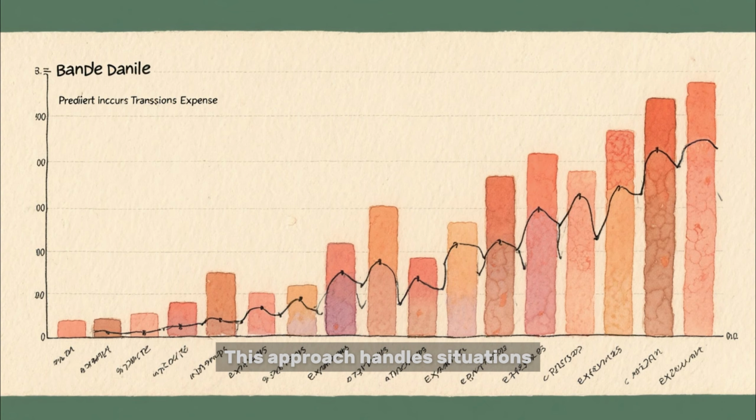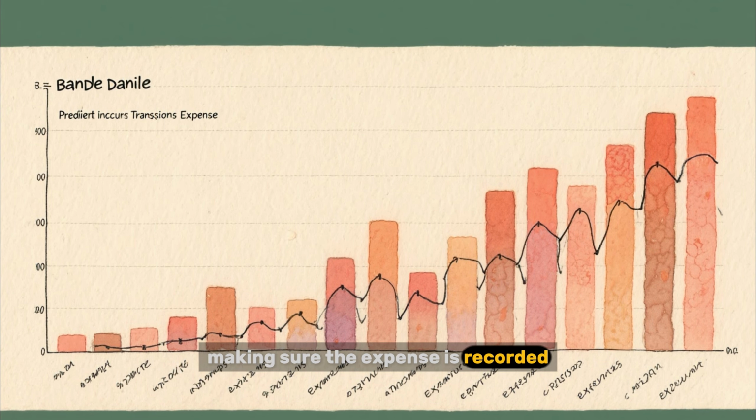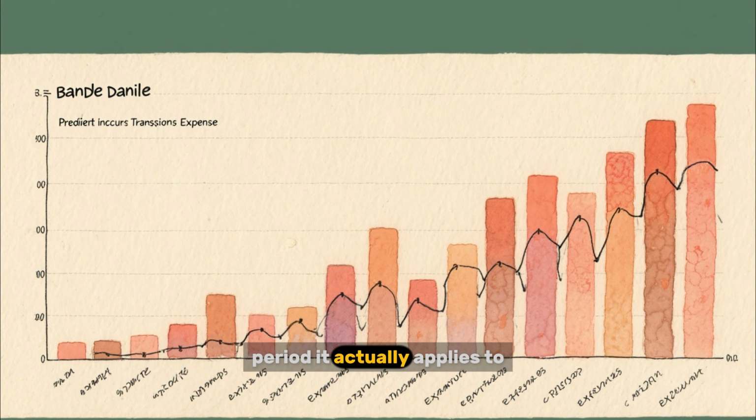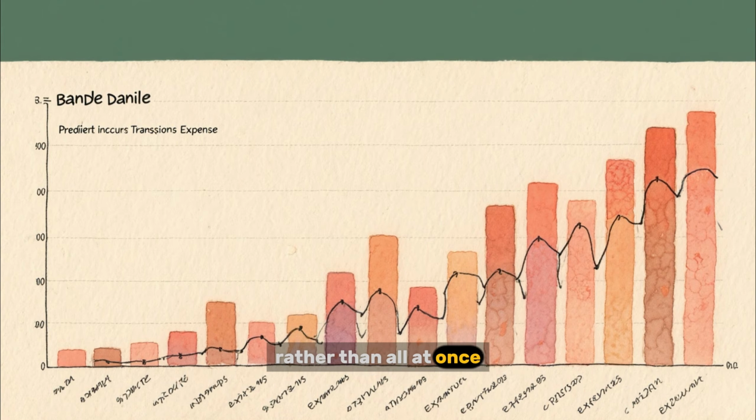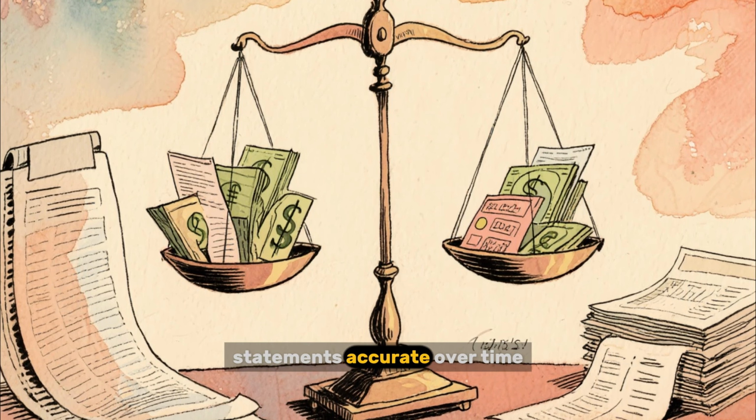This approach handles situations where the borrower pays interest early, making sure the expense is recorded gradually over the period it actually applies to, rather than all at once. It's a method that keeps your financial records balanced and your income statements accurate over time.